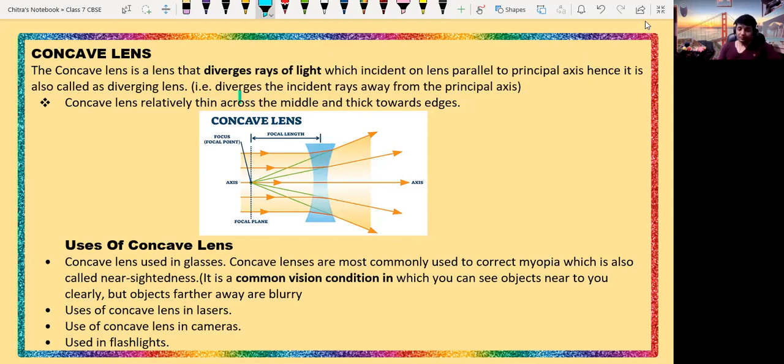Now we are going to understand the uses of the concave lens. First use, concave lens is used in glasses. Concave lenses are most commonly used to correct myopia.